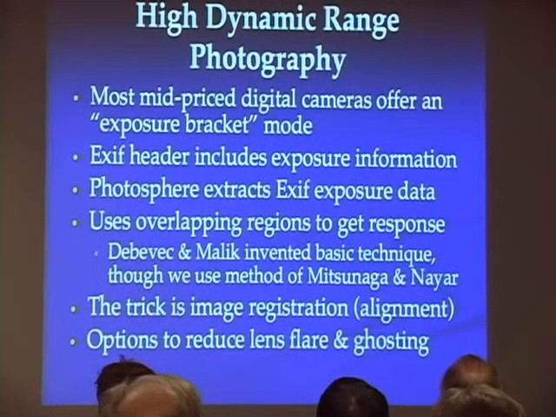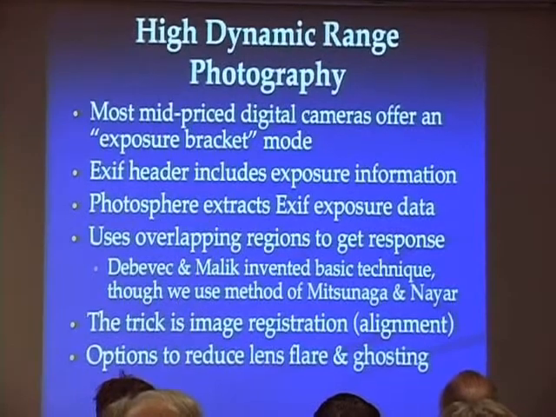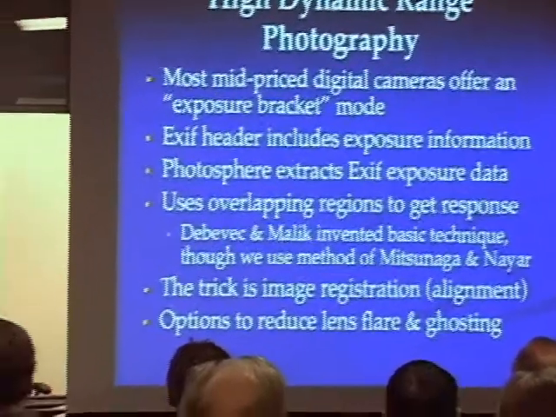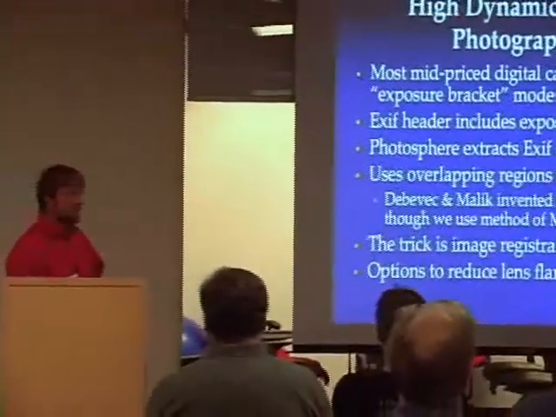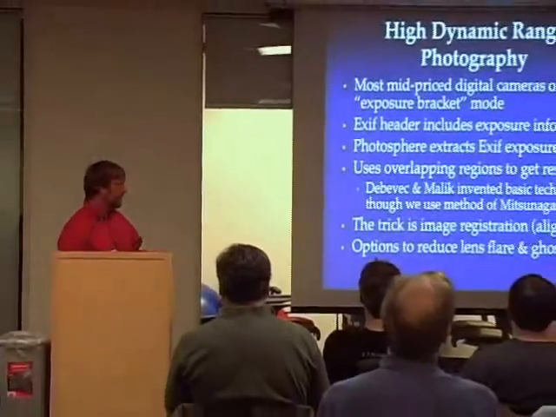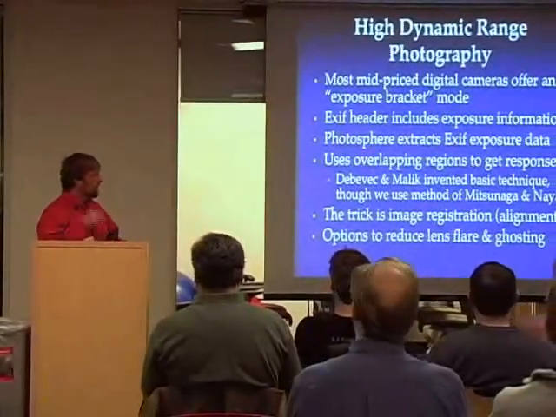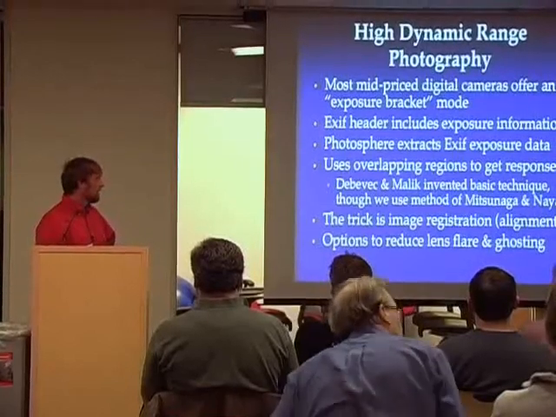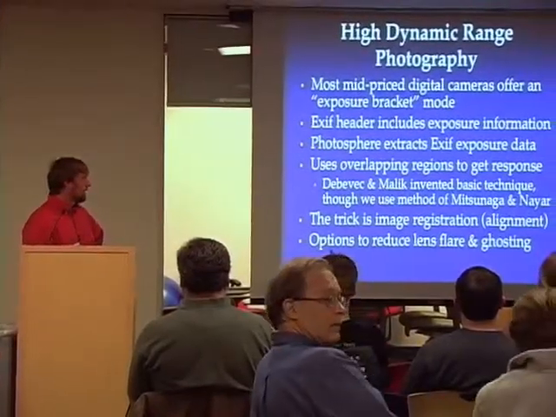So with that brief intro, I'm going to talk a bit about high dynamic range photography. How do you capture these images? What can you do with them, and so on. Most mid-priced digital cameras, well, even the low end these days, have an exposure bracketing mode, and the header information, of course, contains the exposure information, which you can use to combine the images to get a single high dynamic range image from the multiple exposures.